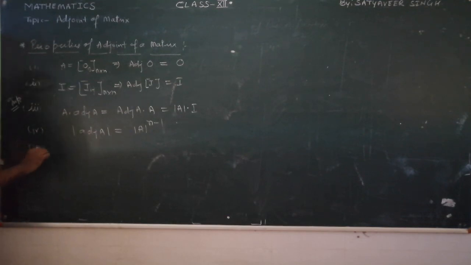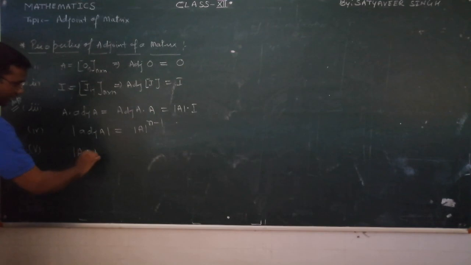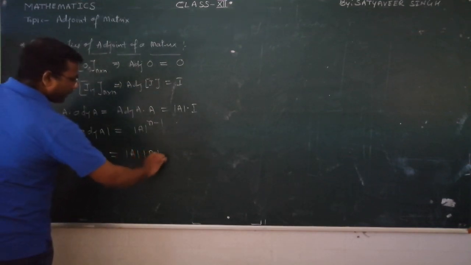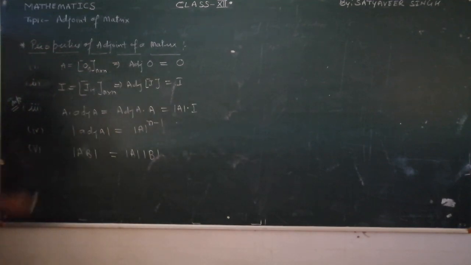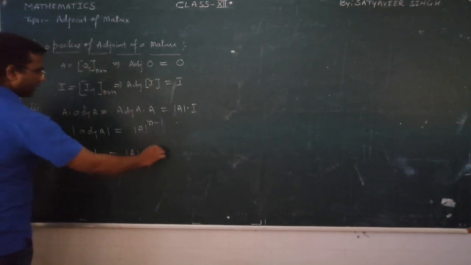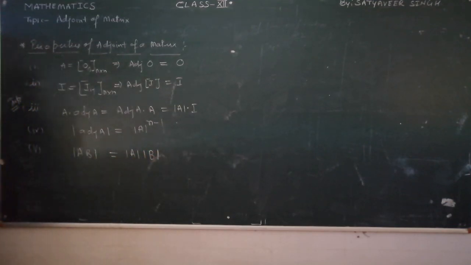Here one more thing I want to write, like determinant AB. If you write, it is determinant A into determinant B. Means it does not follow the reversal law. Determinant AB is equal to determinant A into determinant B. So in this lecture, till here only. In the next lecture I will discuss with you some of the proofs of the properties and their applications.